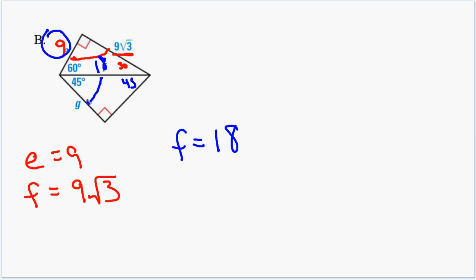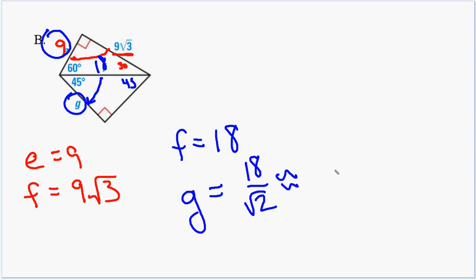We want to jump from that hypotenuse back to a short leg. So we would multiply the short leg by root 2 to jump to the hypotenuse. Now we're going in the opposite direction. So the leg G is going to be 18 divided by the root of 2. And as a decimal, that's about 12.73.